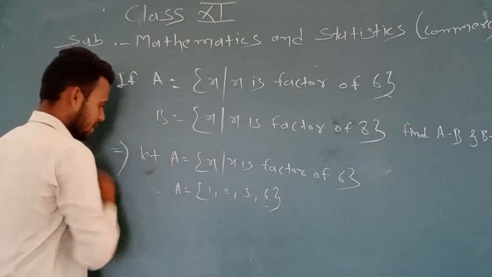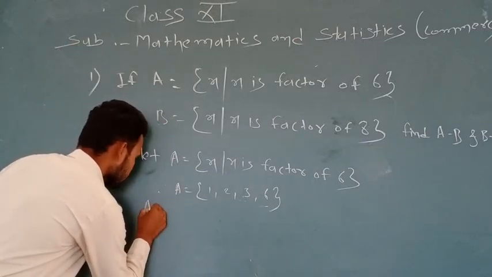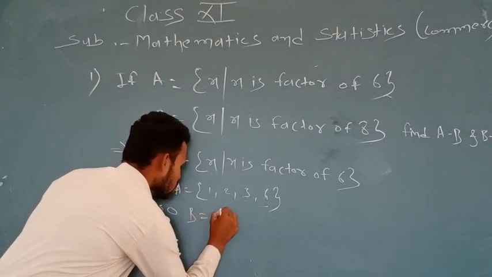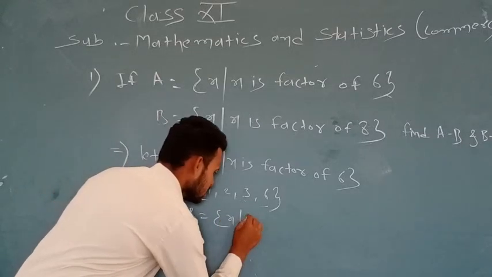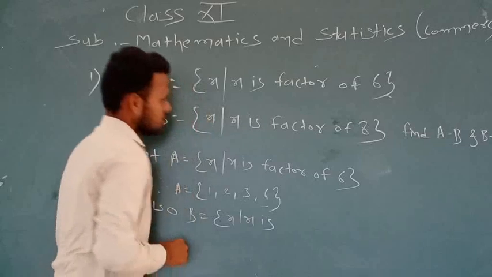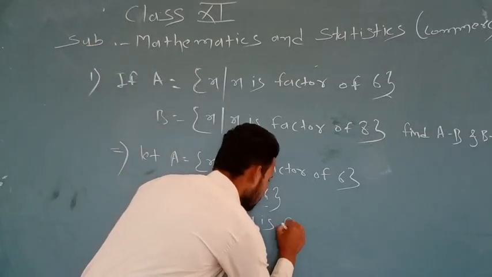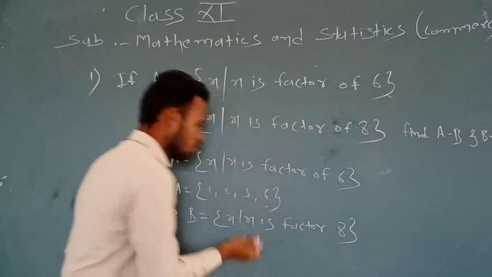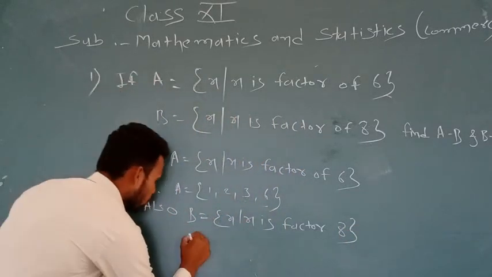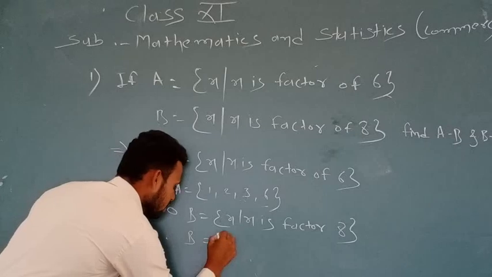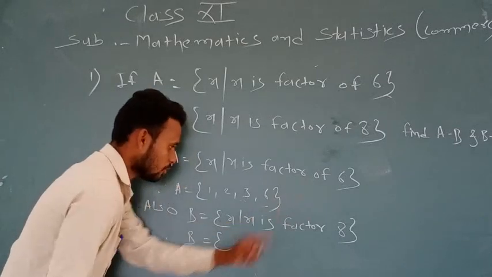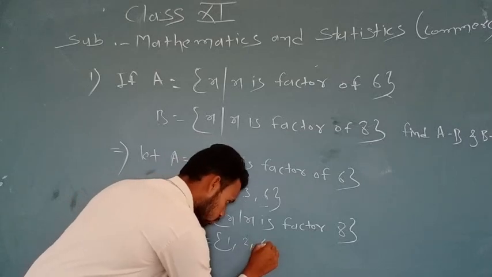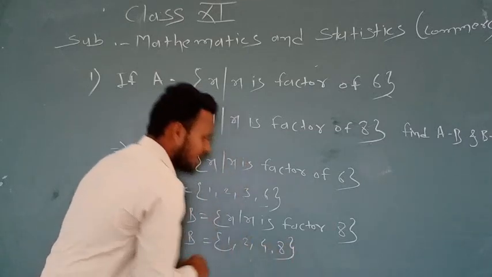Similarly, set B, which is equal to the set containing x such that x is a factor of 8. Therefore B is equal to the set containing the factors of 8. Which ones? 1, then 2, then 4 and 8. These are the factors of 8.